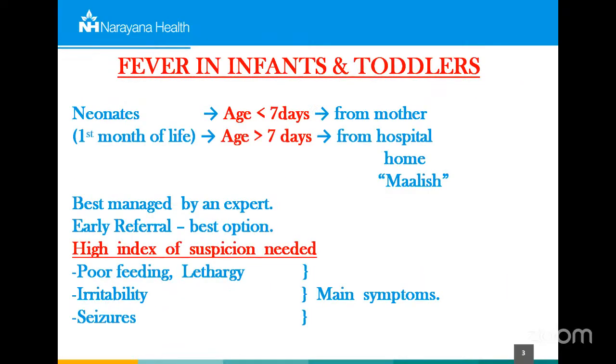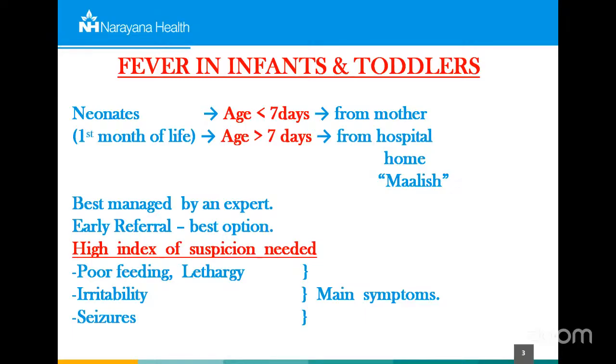So let's talk first about the newborn child. Let's also divide before the age of 7 days and after the age of 7 days. Newborns are children of the first 1 month or less. In the first 7 days, usually the infection, or whatever problem, fever, is almost always because of the mother. More than 7 days, it's from the hospital where the baby was born.